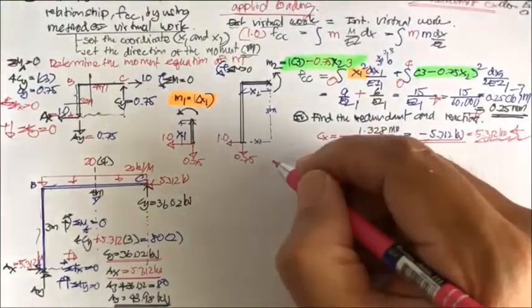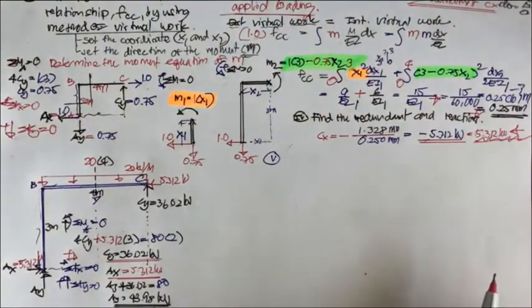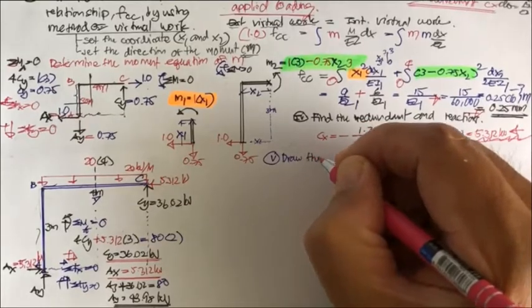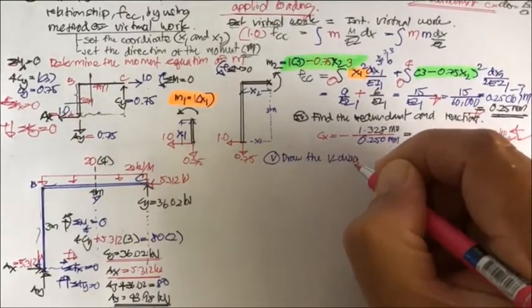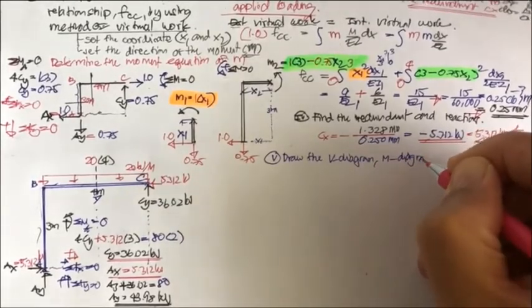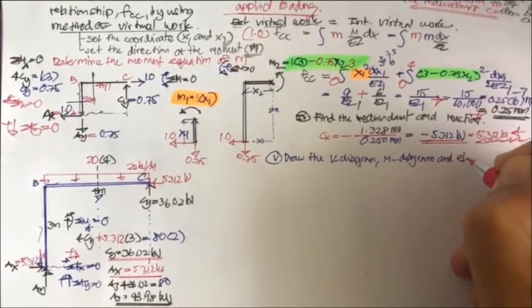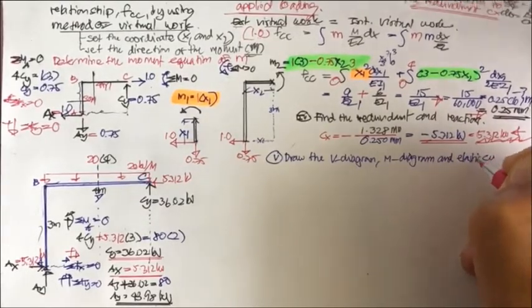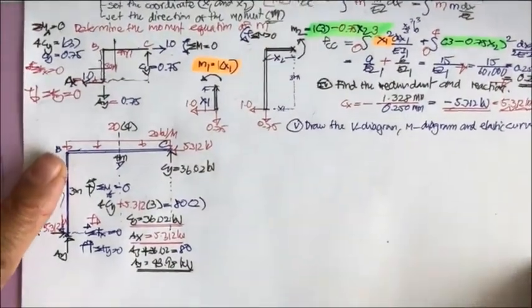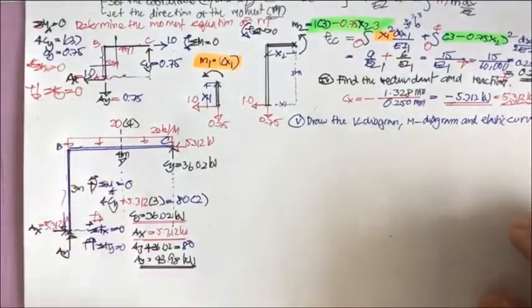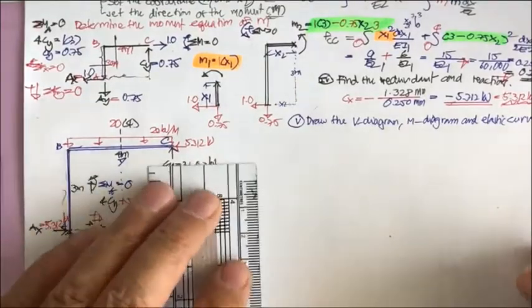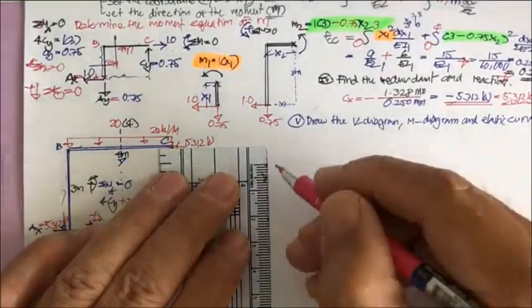And now the next step, you will draw the shear diagram, moment diagram, okay, and elastic curve. Okay, that is going to be the next step. But before you can do that, we're going to separate the beam and the column. Okay, the column here is going to be 3 meters.